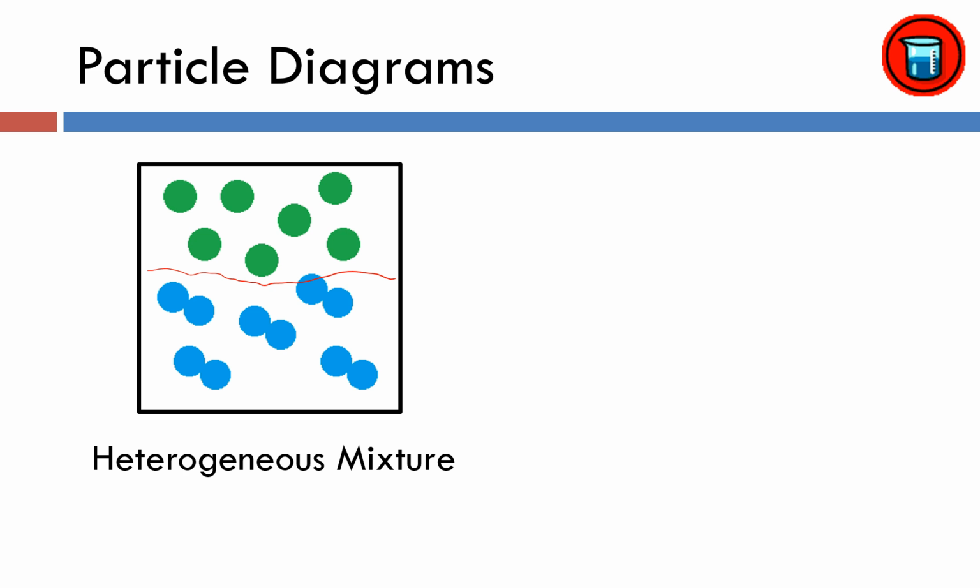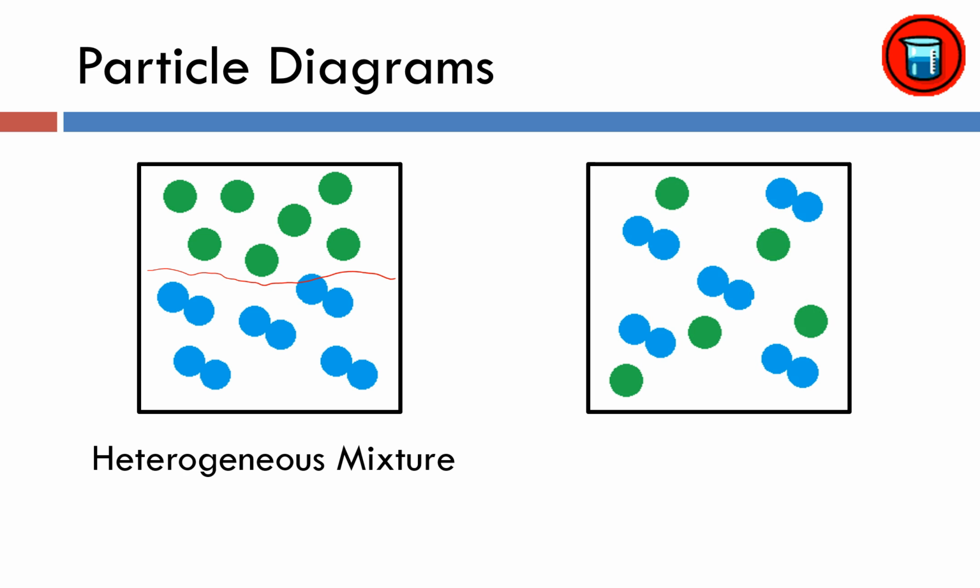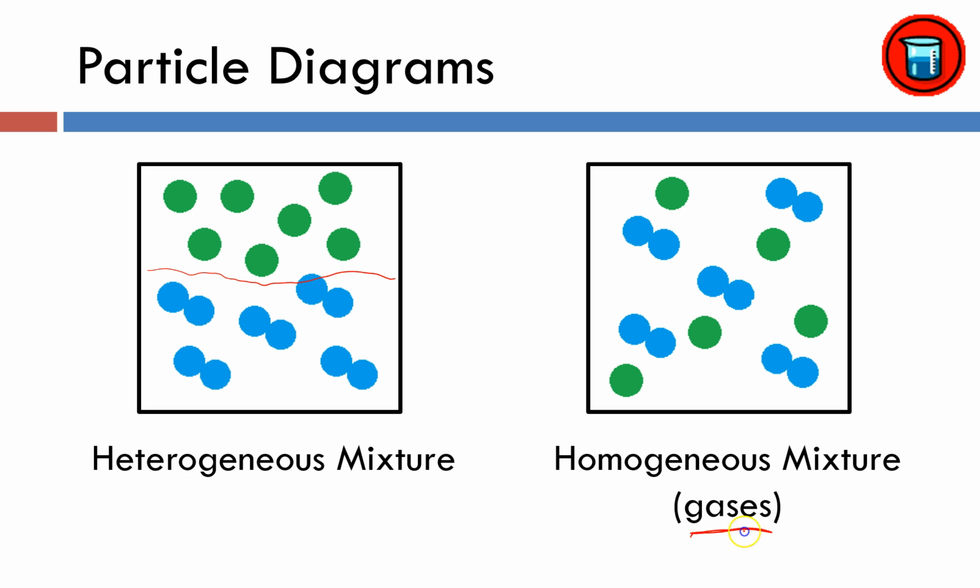You can imagine shaking up that little particle diagram box and maybe getting something that looks a little bit more like this, where they're evenly distributed. It's fairly uniform, the same throughout. Hopefully you can recognize that this is a homogeneous mixture. And it's worth noting that all gases are homogeneous mixtures. For example, you don't have to worry about sitting in class and all of a sudden all of the oxygen molecules rush to the opposite side of the classroom from where you're sitting. It's not going to happen. Gases by their very nature are going to stay mixed and they're going to be homogeneous.